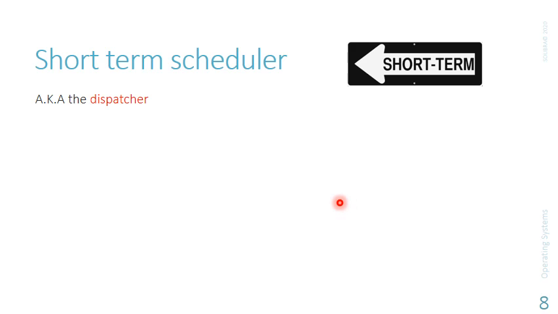Alrighty, short-term scheduler now, and this is what we call also the dispatcher. This is what we talked about a couple of lectures ago. We didn't used to make a difference between the scheduler and the dispatcher, but now technically you know the difference: the scheduler has many types, and one particular type is the dispatcher, which is the short-term one.